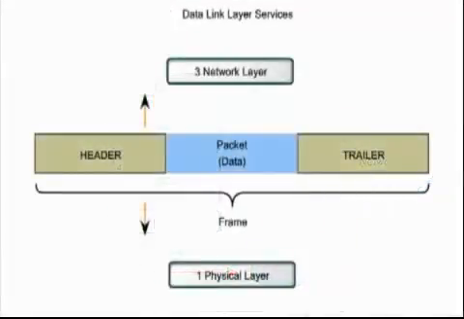The data link layer prepares a network layer packet for transport across the local media by encapsulating it with a header and a trailer to create its own protocol data unit, or PDU. The data link layer PDU is called a frame.